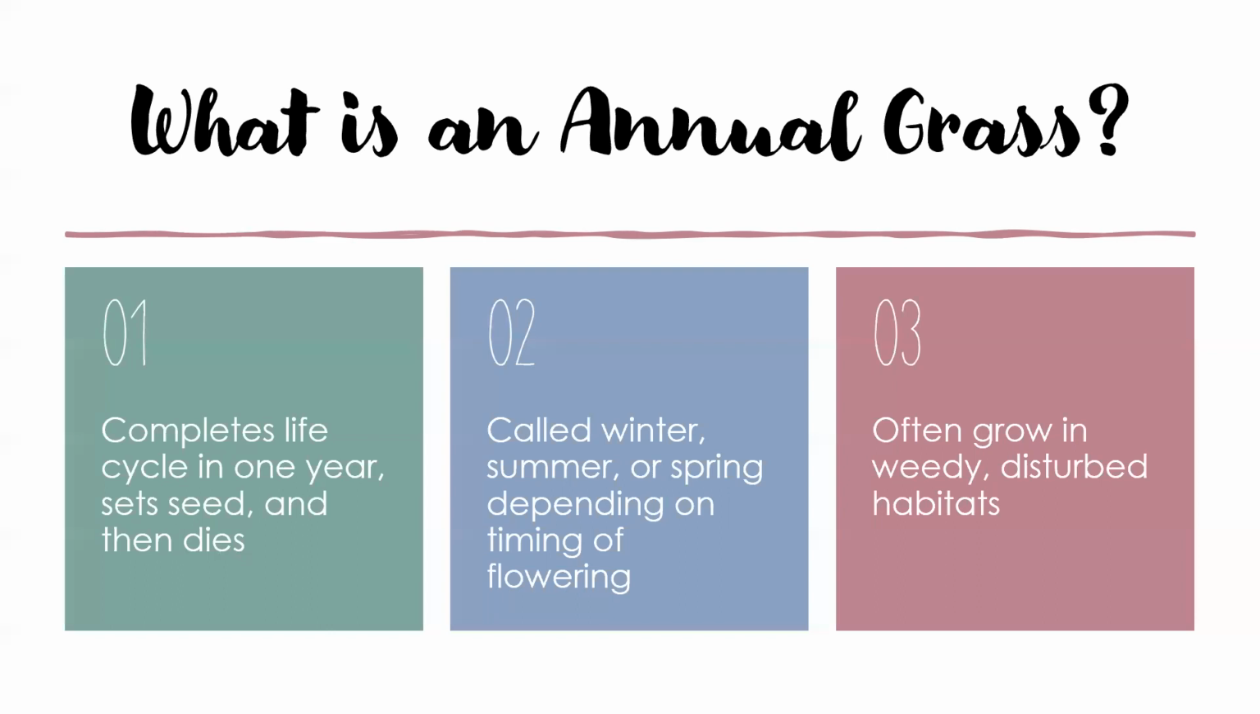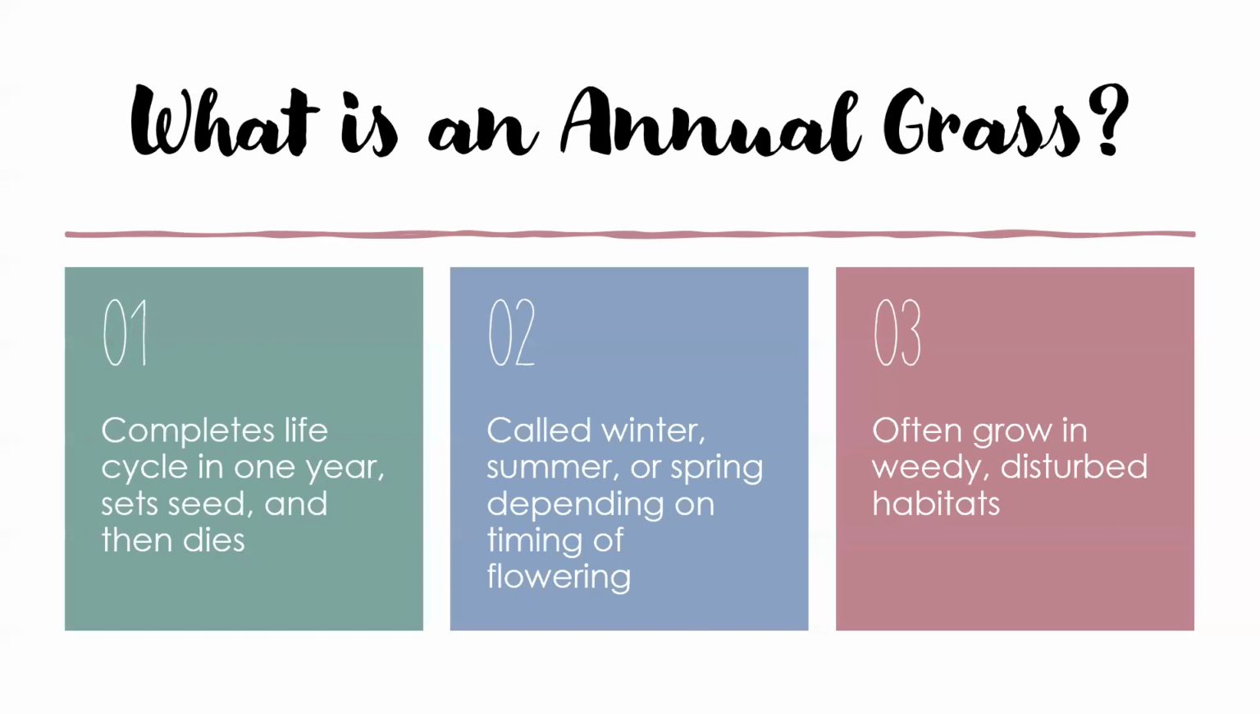Within the annual grasses, we can break them into more specific groups based on the season in which they flower. So oftentimes you'll hear grasses referred to as a winter annual, a summer annual, or a spring annual, and that just coincides with their flowering timing. We also do that with other weeds in general. So you might have heard of your annual weeds, your winter annual weeds. And grasses fall into that same type of categorization.